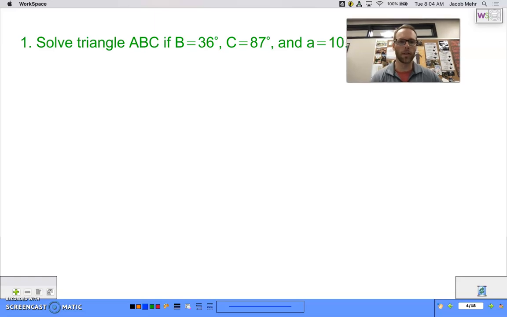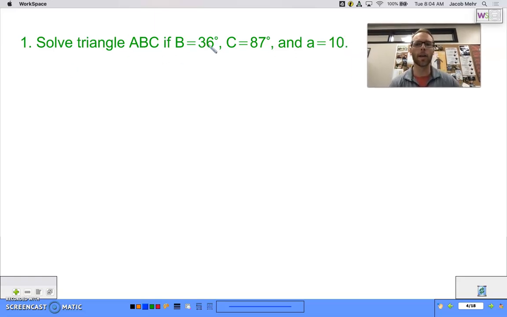So let's look at one of these. Solve triangle ABC if angle B is 36 degrees, angle C is 87 degrees, and side a is 10. So what I have to do is put this information together in a triangle. To solve the triangle means I need to find all the side lengths and all the angle measures, which is what we'll do. Now, we have some angle measures here, and typically I don't get too interested in drawing a very accurate drawing with those angle measures yet.